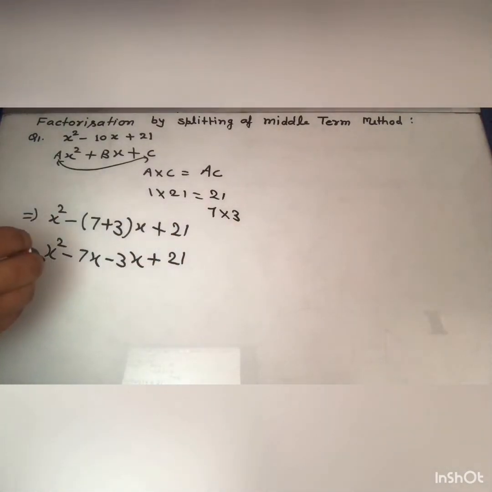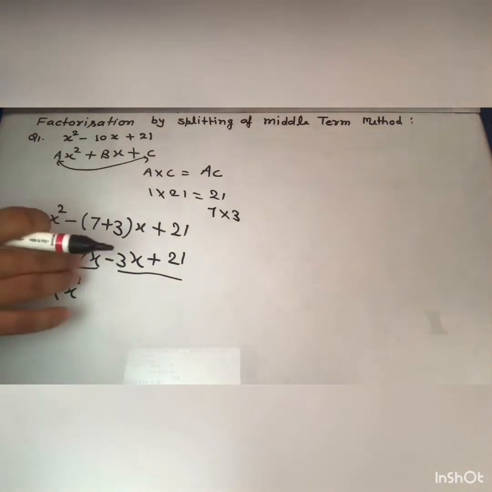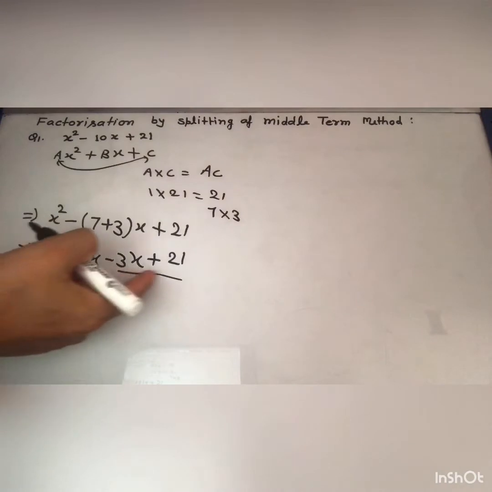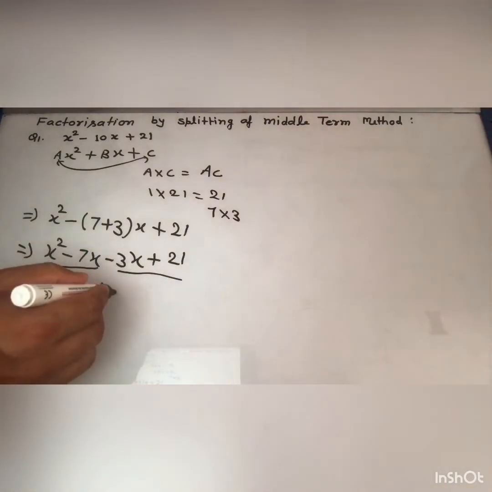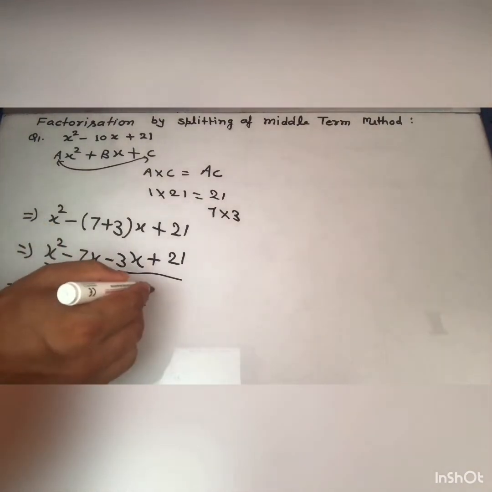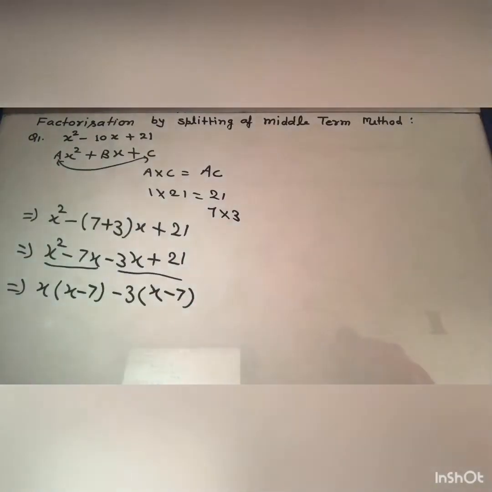Now you will take the first two terms and the last two terms. In the first two terms you will get x common only. So you will take x as common, then remaining is x in one term and minus 7 in the second term. Now in the last two terms you will get minus 3 as common. So you will get the same thing as in the first bracket, that is x minus 7, because 3 sevens are 21 and minus 3 is already common here.